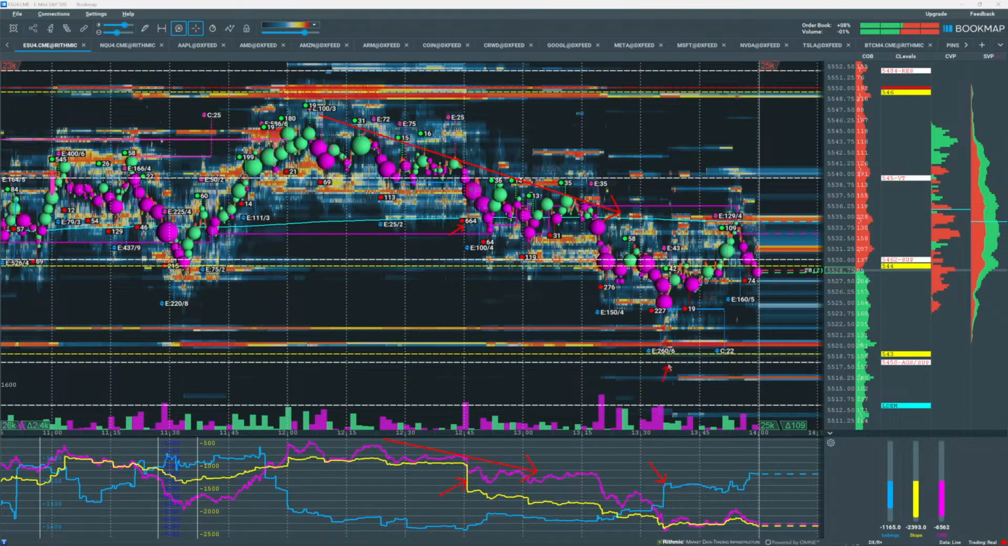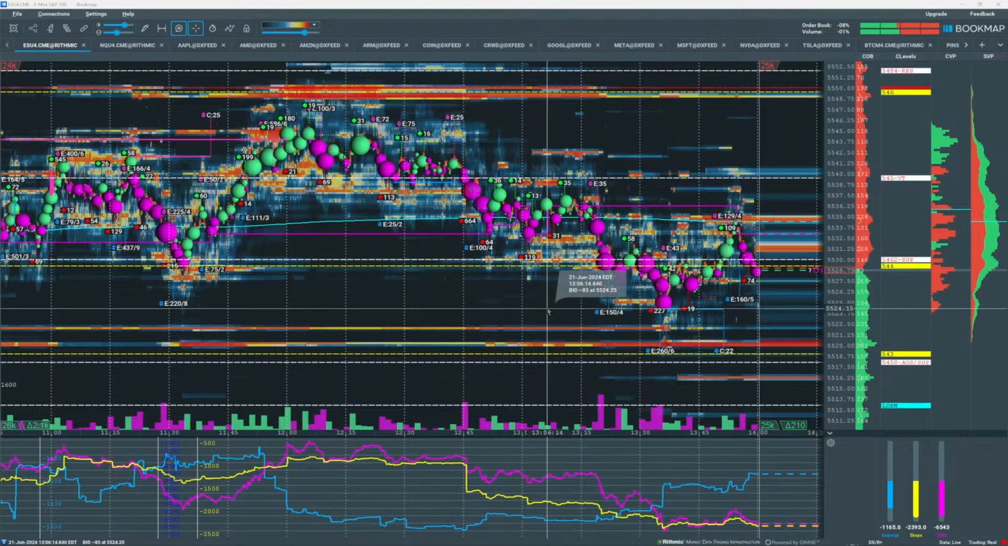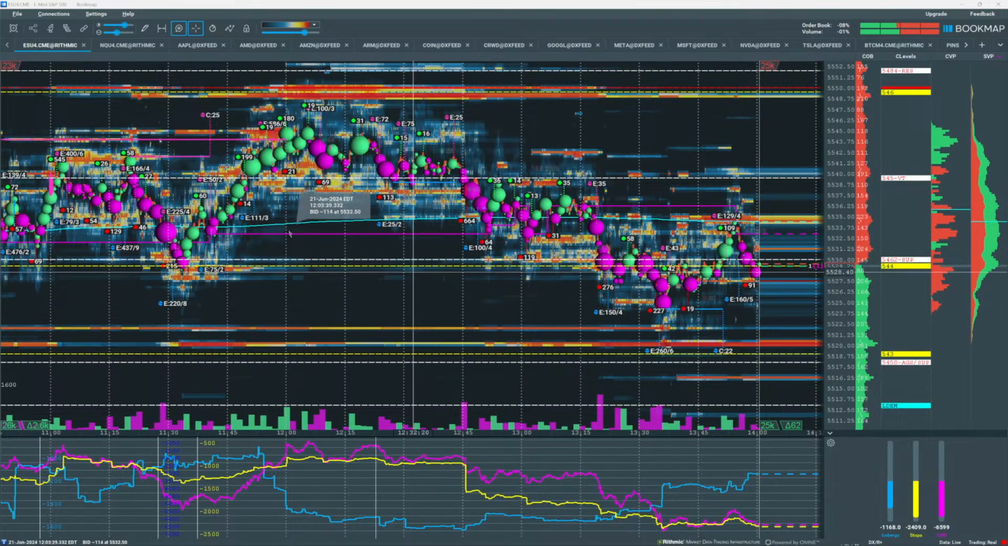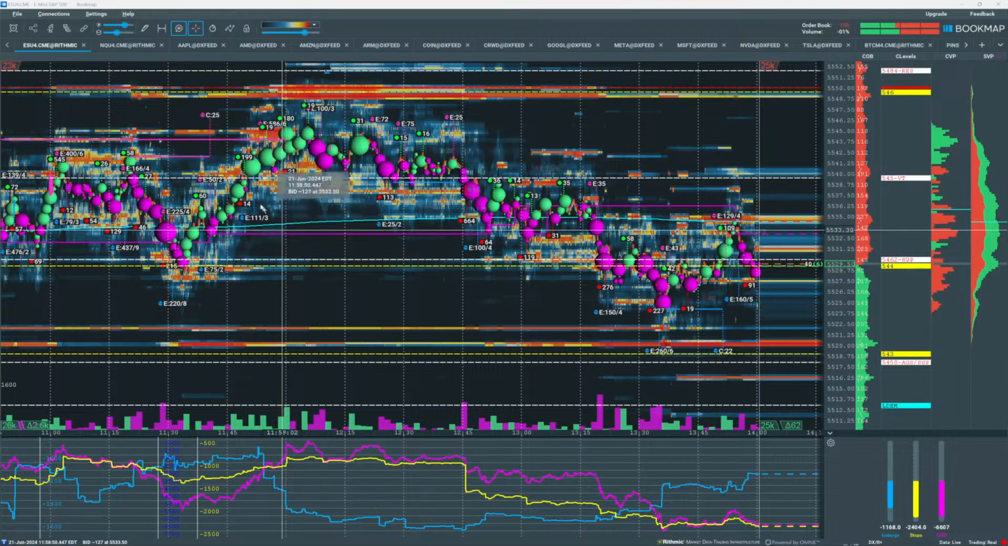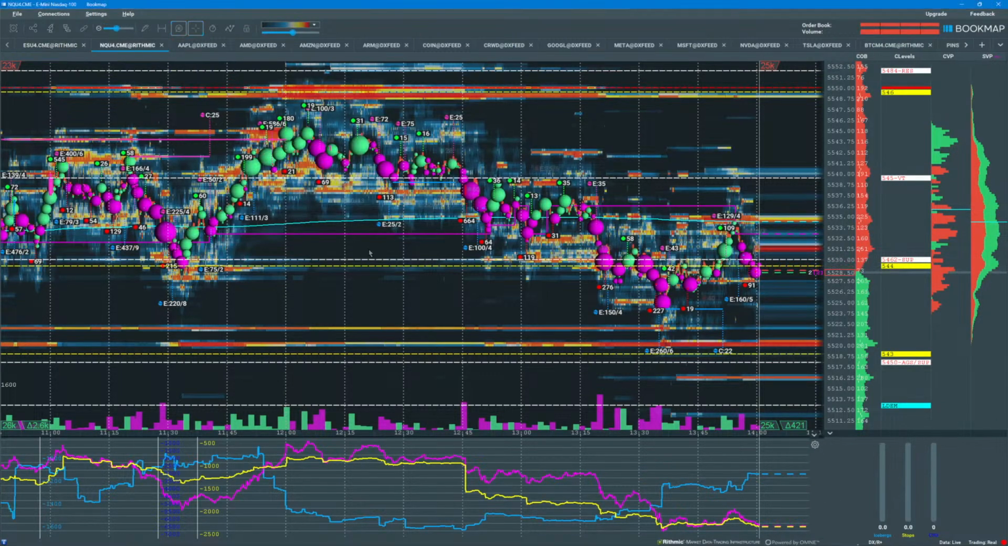Also, you can see these are not large numbers, but large traders are coming in with iceberg orders they use to hide their size. Remember, the S&P 500 is a very positive gamma, so I'm looking for more mean reverting price action today rather than strong trends. All right, let's move on to NASDAQ.